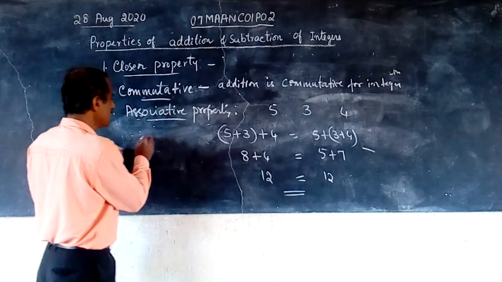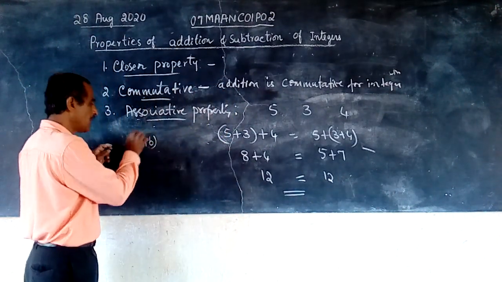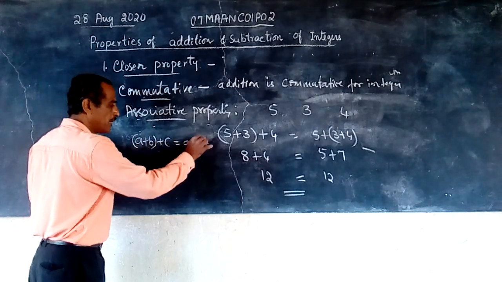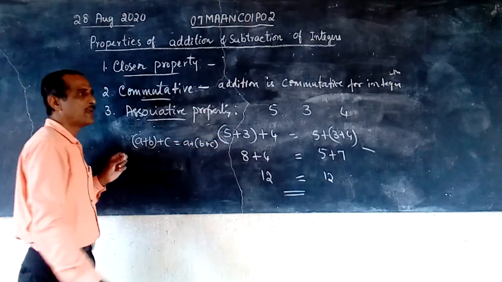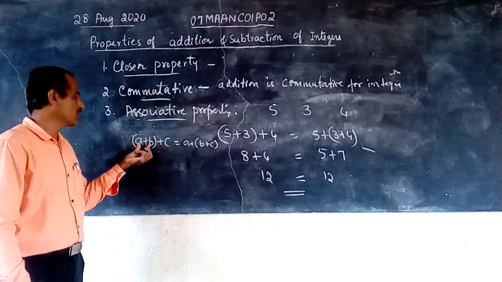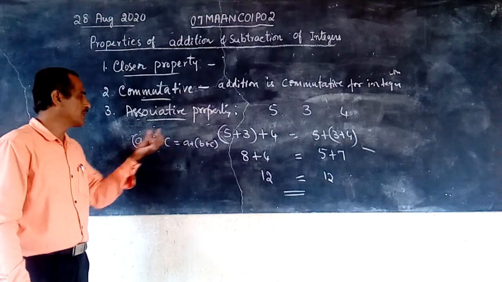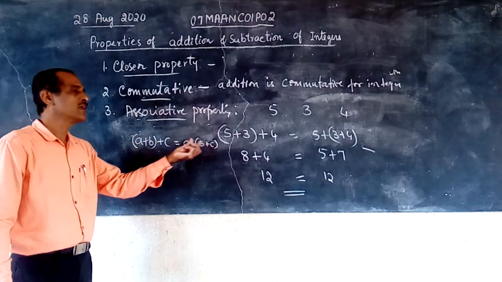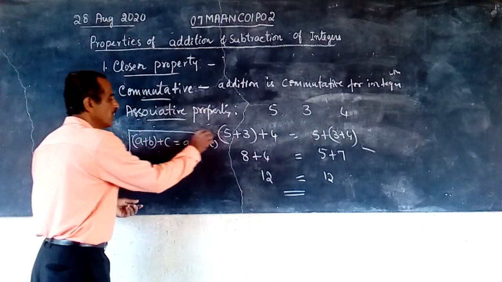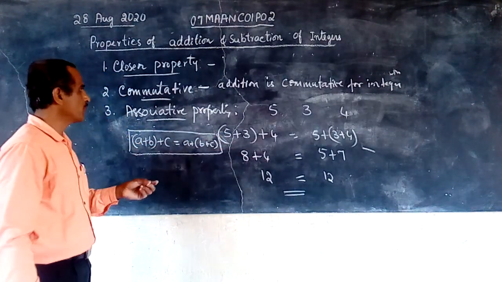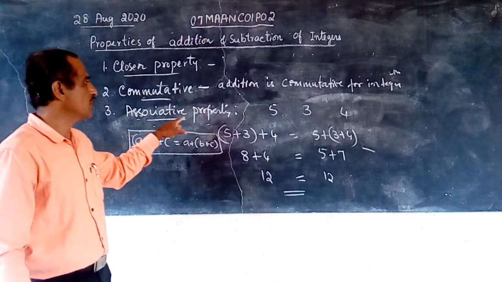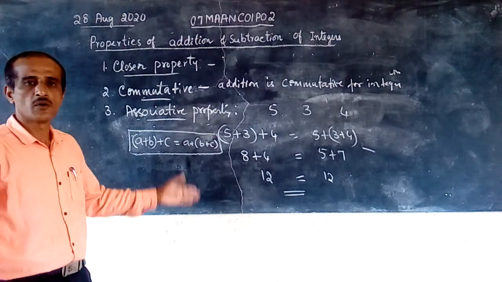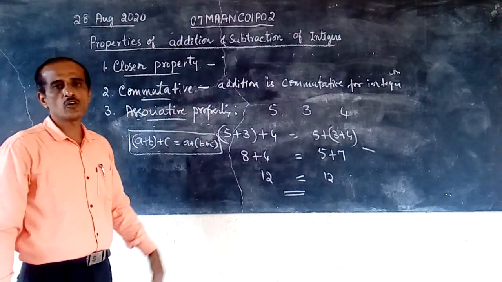In general, we can write like this: (a plus b) plus c is equal to a plus (b plus c). Here the grouping is a plus b, and here the grouping is b plus c. So (a plus b) plus c is equal to a plus (b plus c). Therefore the answers are the same, so we can say addition is associative for integers. Okay, this is about the associative property.